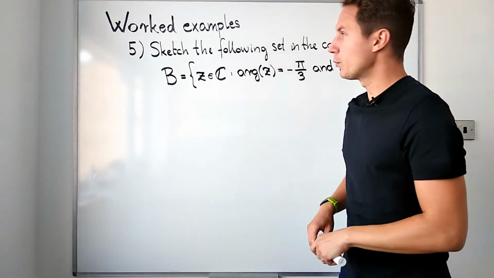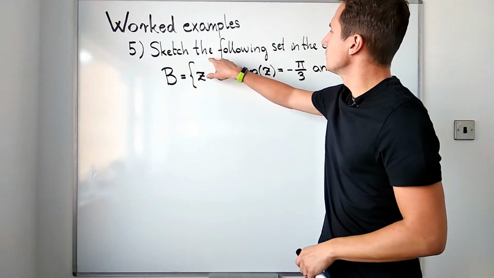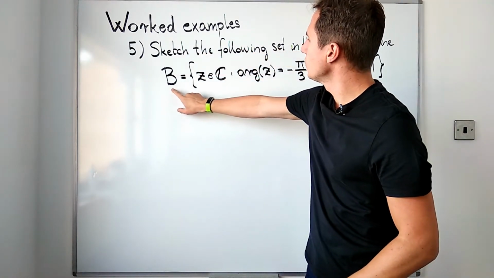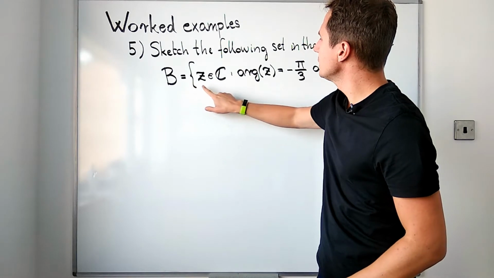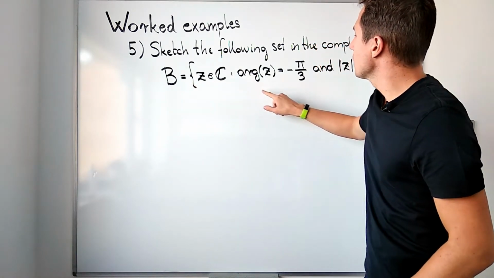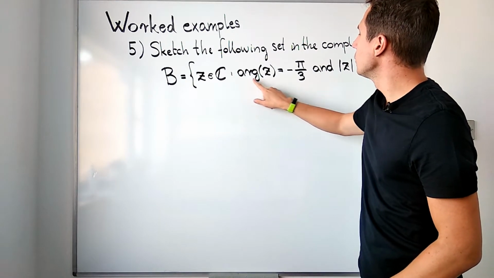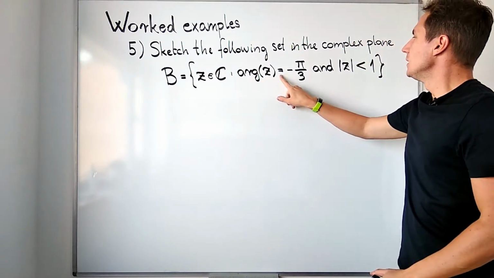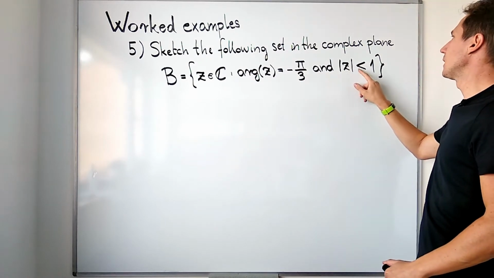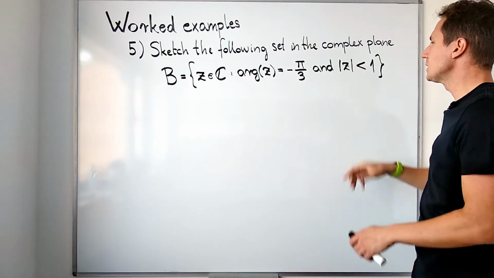Let's solve the following problem, which asks us to sketch the following set in the complex plane, and this set is denoted by capital B, and it consists of complex numbers such that they have arguments equal to -π/3 and modulus that is strictly less than 1.